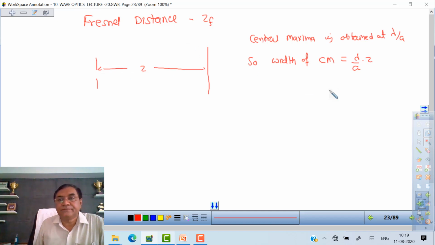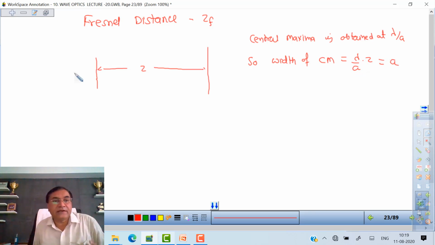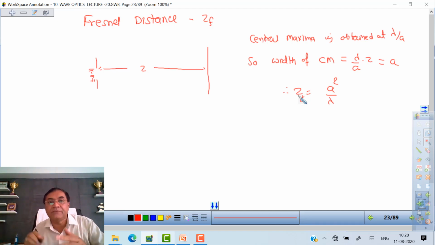We are talking about one side. What you are getting is this much. Even though the light is spread slightly, it deviates because of diffraction, but that diffraction is not that much. It is near to that only. So what is z? a square upon lambda. It is called the Fresnel distance: the distance up to which we can take ray optics, and beyond that we have to take wave optics.